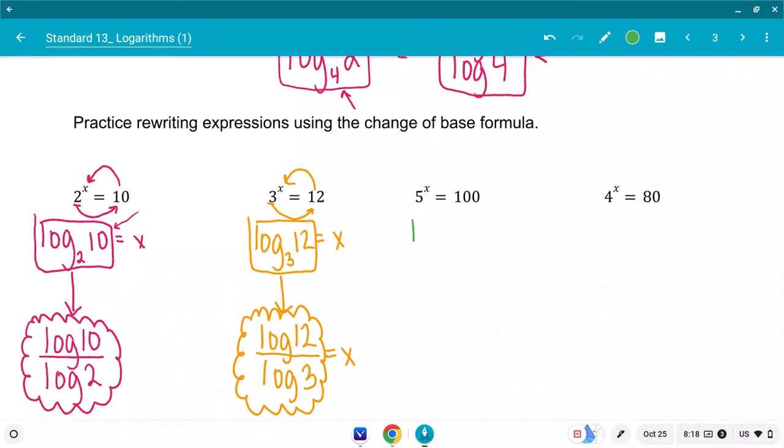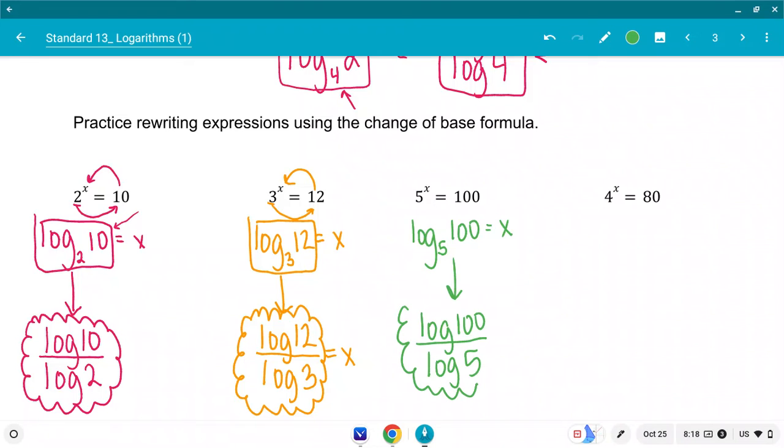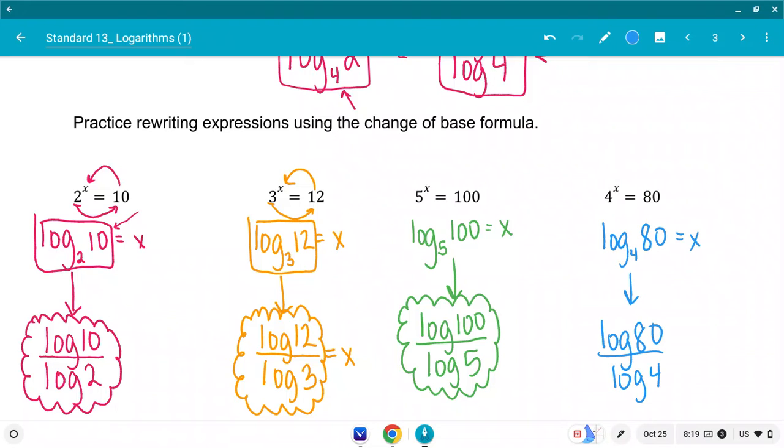Let's try another. Log base 5 of 100 equals x. Log 100 over log 5. And then log base 4 of 80 equals x. You rewrite it going log 80 over log 4.